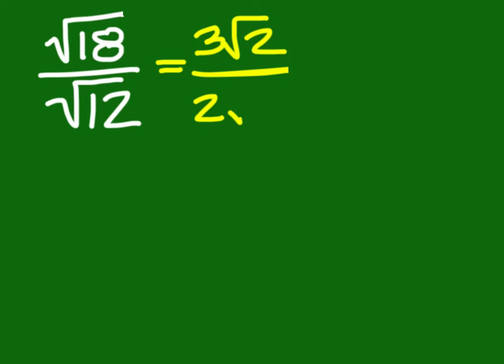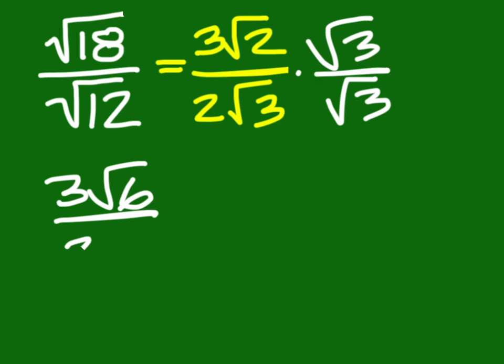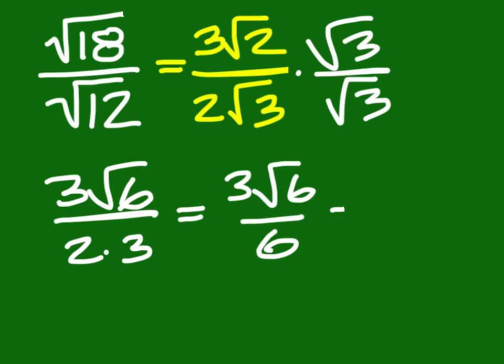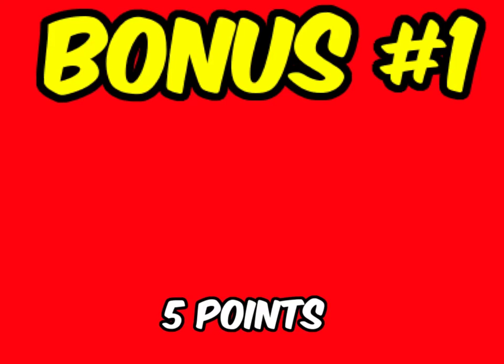On the practice, it would be a good idea to break this up on the top and the bottom. The top will break up as 3 square root of 2, and on the bottom it'll be 2 square root of 3. Multiply the top and the bottom by the square root of 3 to get 3 square root of 6 over 2 times 3, which simplifies to 6 on the bottom, and the whole thing simplifies to square root of 6 over 2. Here's a bonus problem.